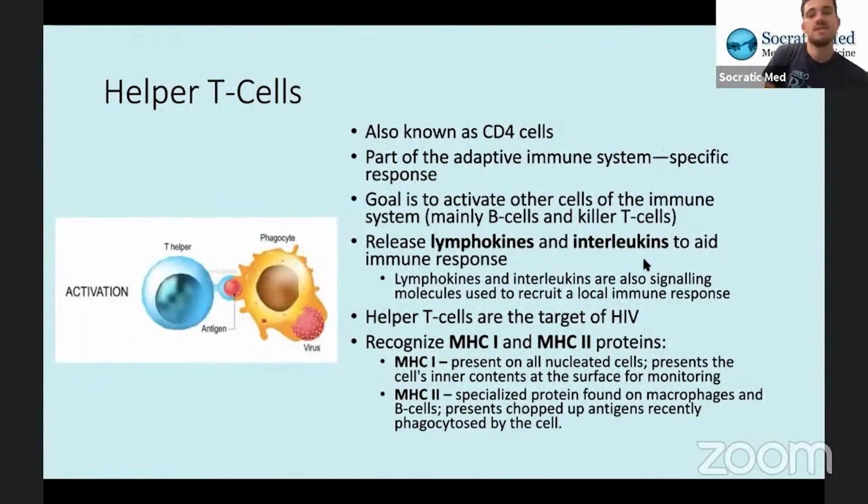Moving on to the T cells, we have two. The first of the two we're going to talk about are helper T cells, also known as CD4 cells or CD4 plus cells. They're part of the adaptive immune system. They have a specific response.